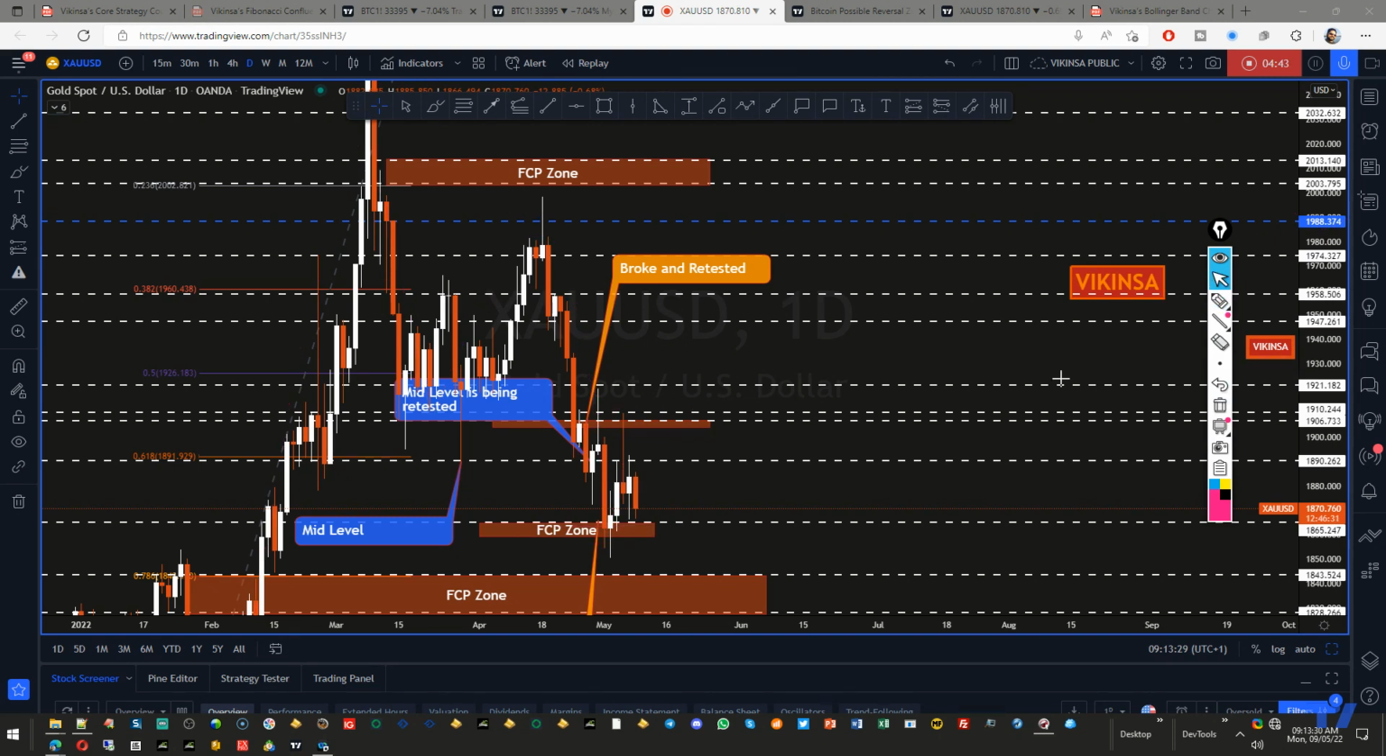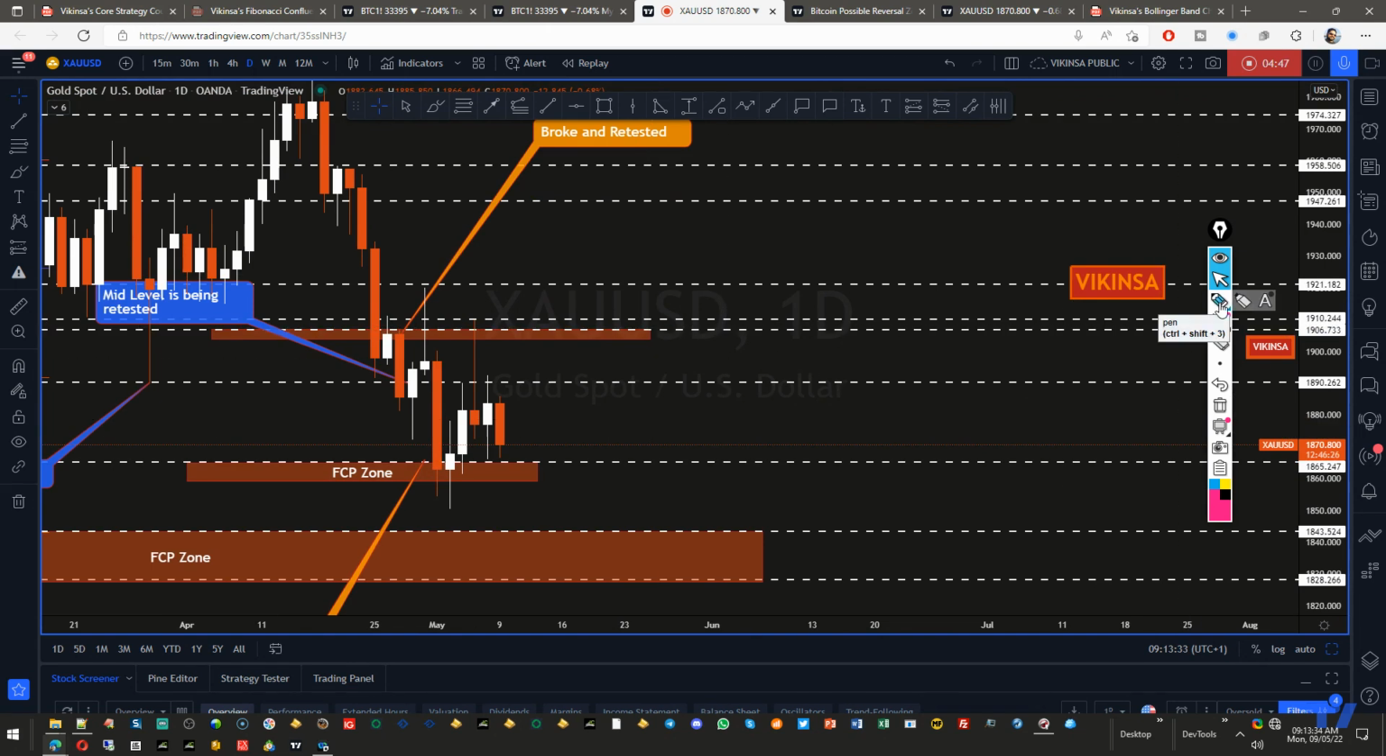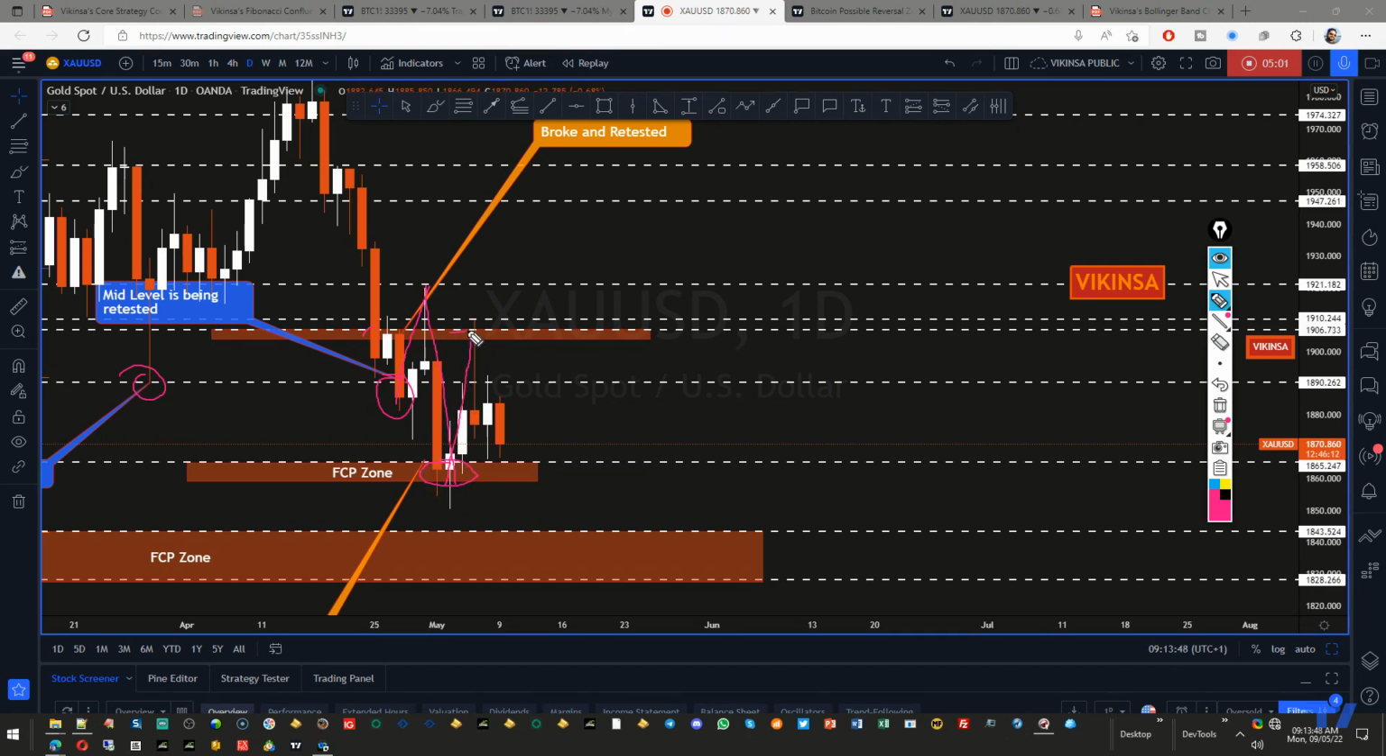So if we go deeper into this structure here, local structure, what you can see is this: the market broke through the midpoint of this M pattern. That was the midpoint. Then it went up, performed the retest, fell down to the previous FCP, to the next FCP zone, then went up to the same FCP zone. From there, it has been falling. Now it is back into this FCP zone.